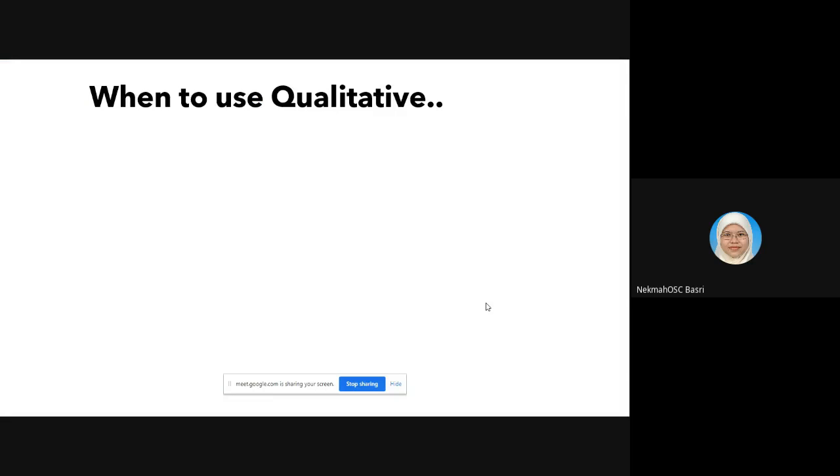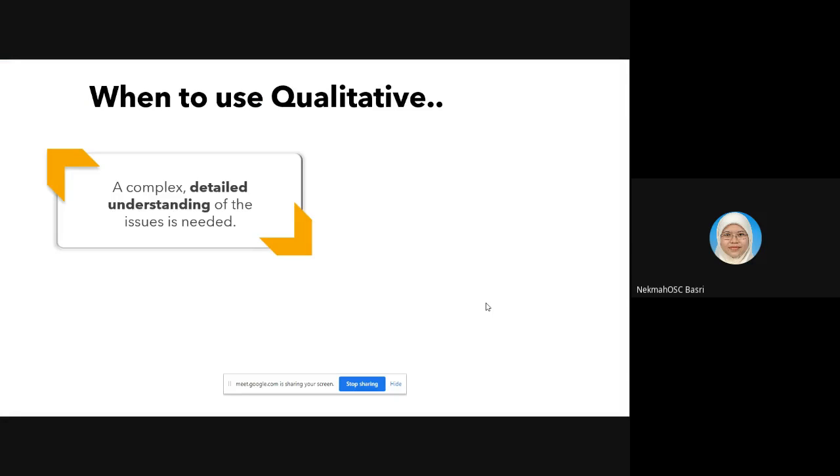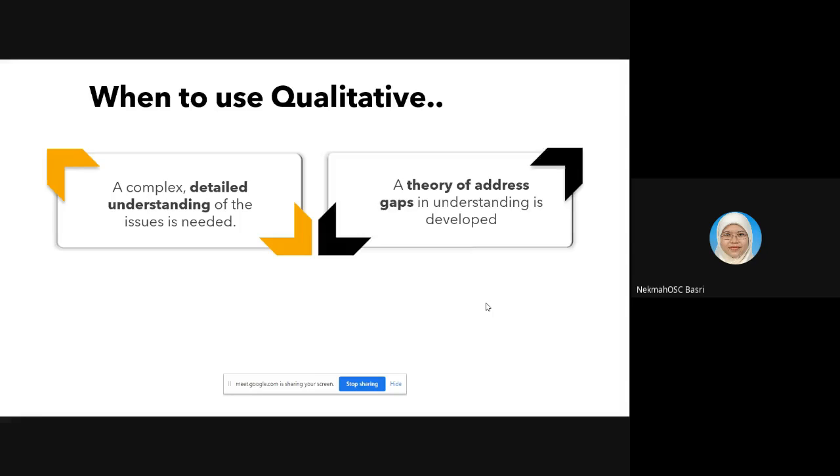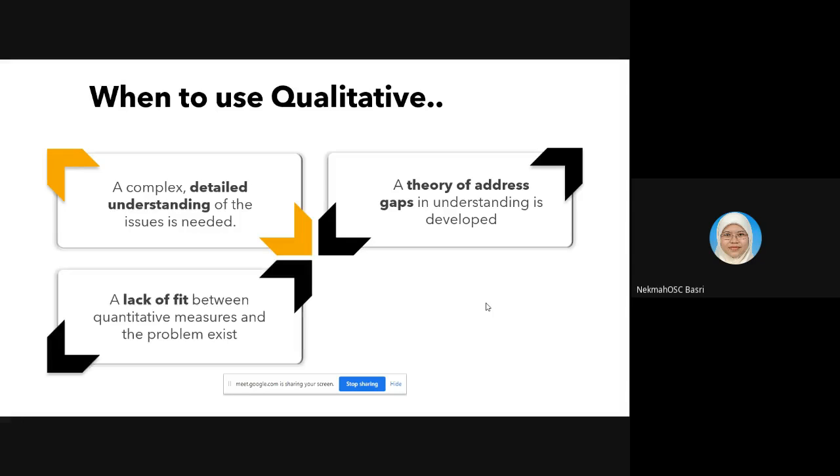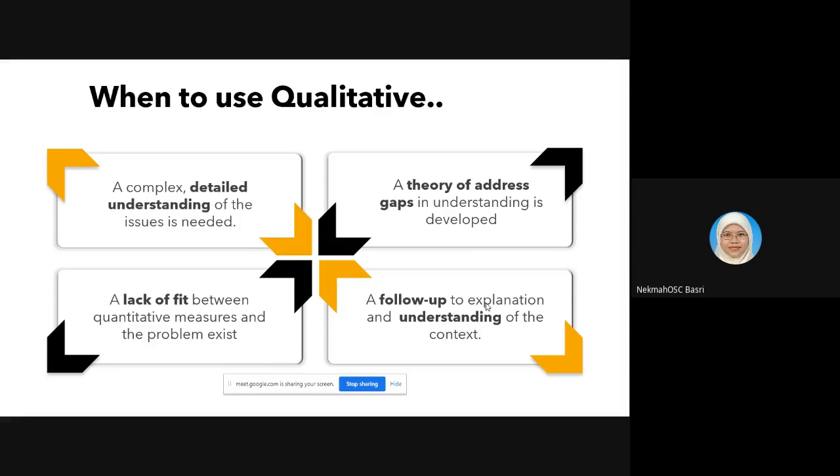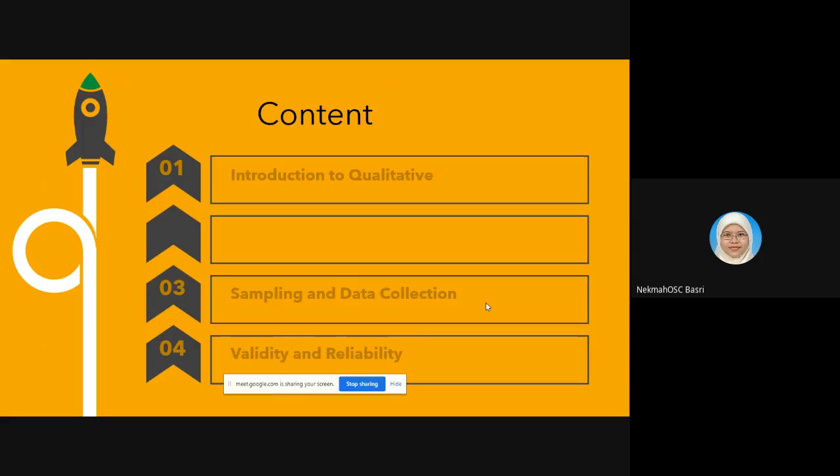And then, when to use qualitative data? When a detailed understanding of the issues is needed. When theory needs to be developed to address a gap in understanding. When there is a lack of fit between quantity and quality measures and the problem that exists. And finally, to follow up, to explain and to understand the concept in context.